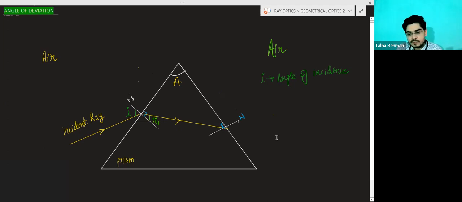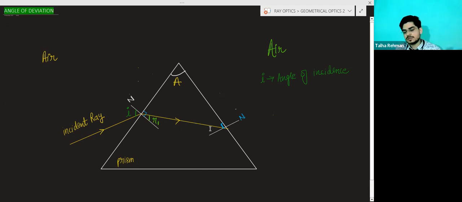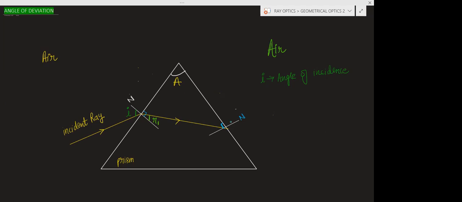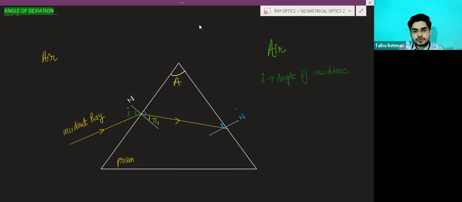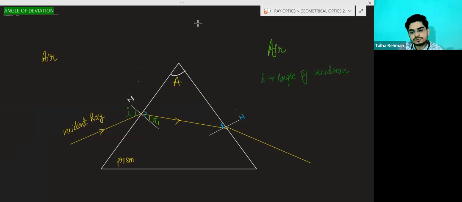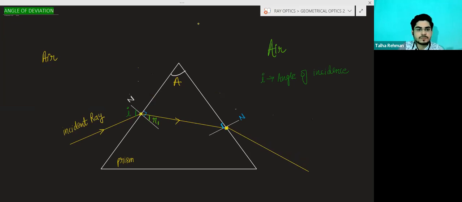So it will bend towards the normal or away from the normal? Fawaz, tell me. The light ray here is just passing from denser and entering rarer. So will it bend away from the normal or towards the normal? Sir, away from the normal. Very good. Away from the normal, right. So if you know these basic things, then the derivation and all that is very easy to understand. So it will bend away from the normal.